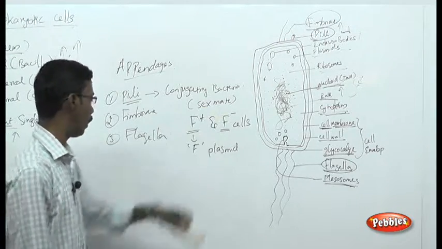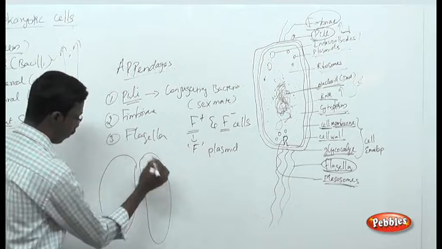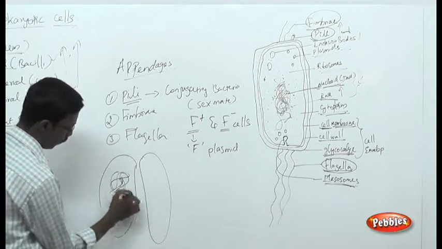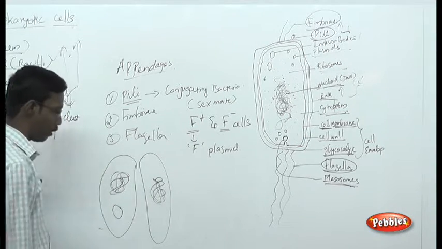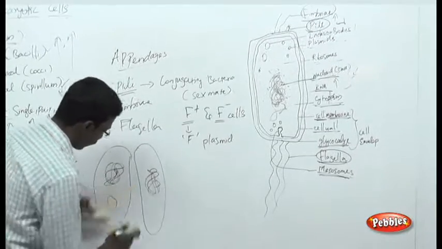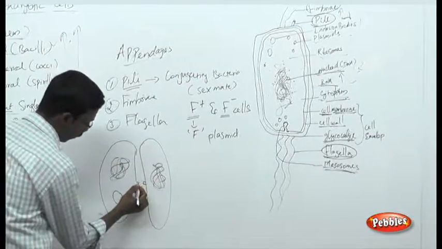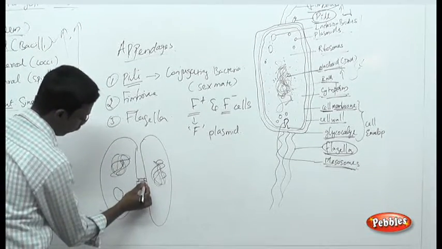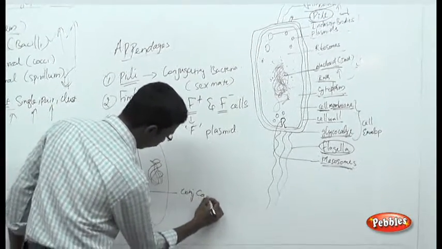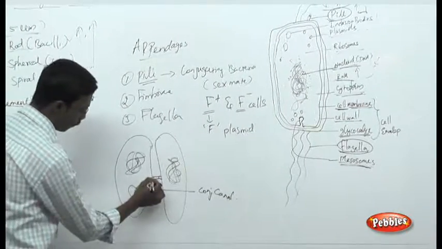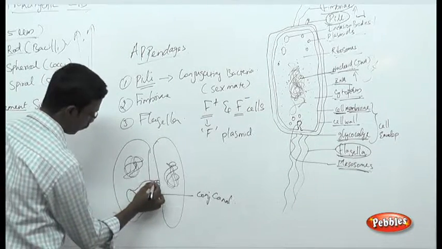So what happens while they are conjugating? How will the conjugation happen? There are two bacteria over here, with chromosomal DNA. Okay, so this is an F plasmid. So what happens over here? Here there is a pili structure, and the pili will form a canal like this. We are calling this canal the conjugation canal.